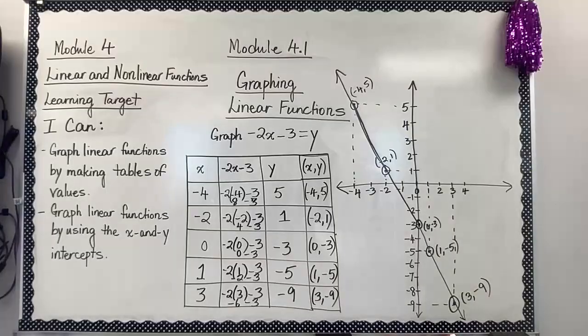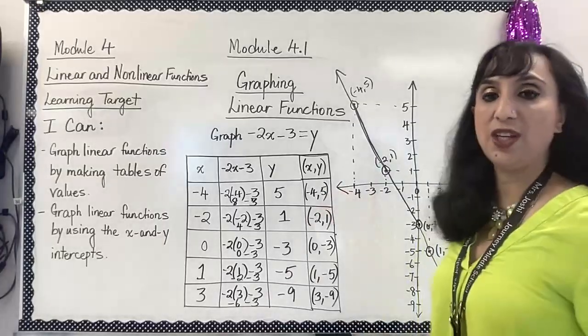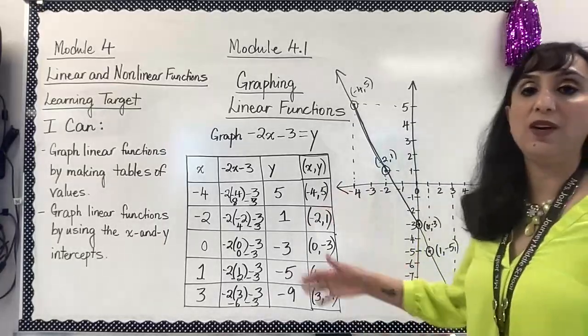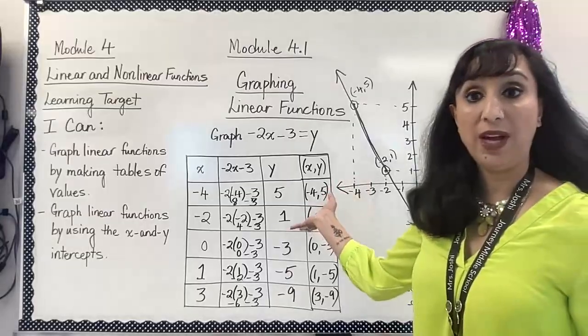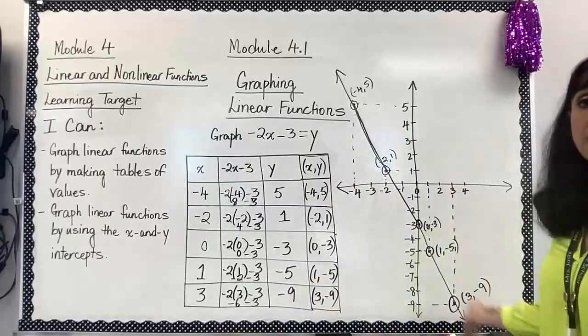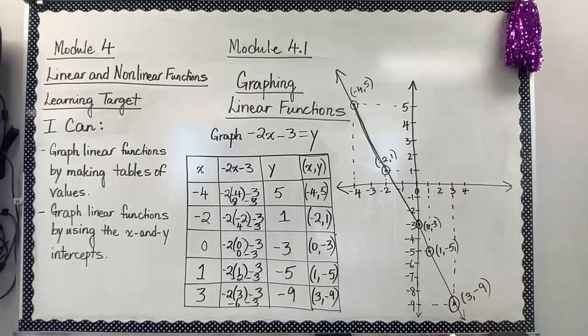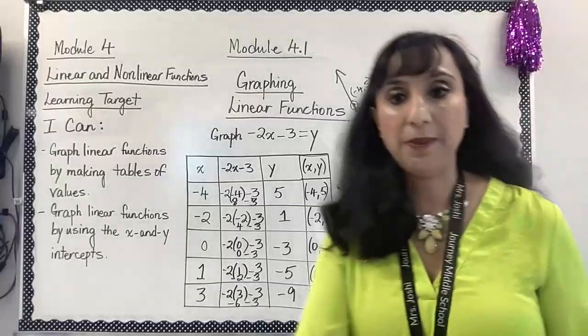So this is how we make a table based on the expression that is given, and then we graph the ordered pairs that we have got with the x and y, and we connect the dots with a line. Okay. So this is graphing your linear functions. Let's try another problem.